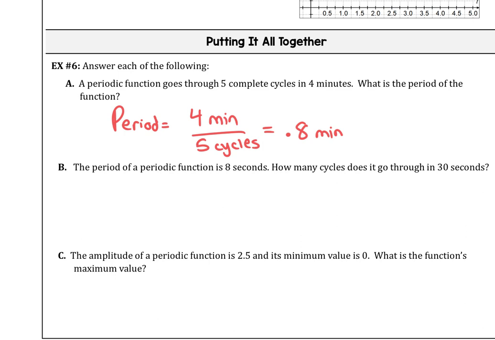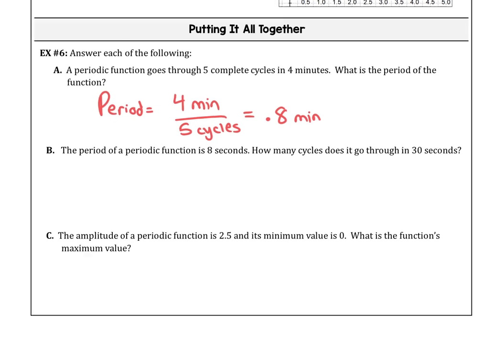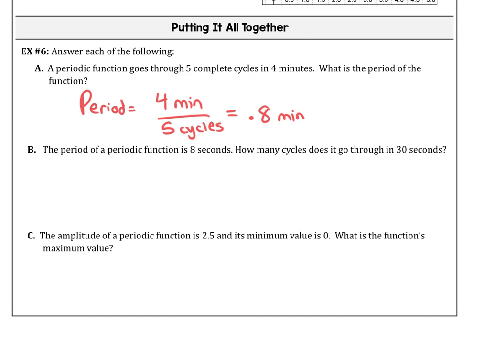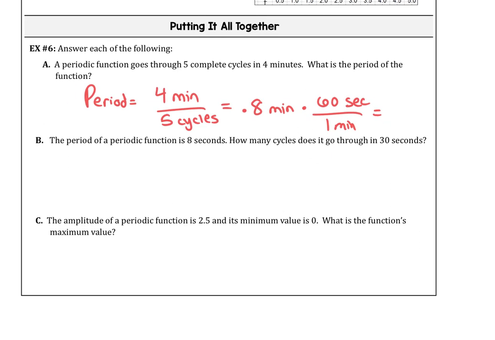It takes us 0.8 minutes to get through a period, and they want it in seconds. So we're going to multiply that by 60 seconds over 1 minute. So in seconds, our one cycle takes 48 seconds. Okay, 48 seconds there is the time it takes us to complete one cycle. One cycle in 48 seconds right there.